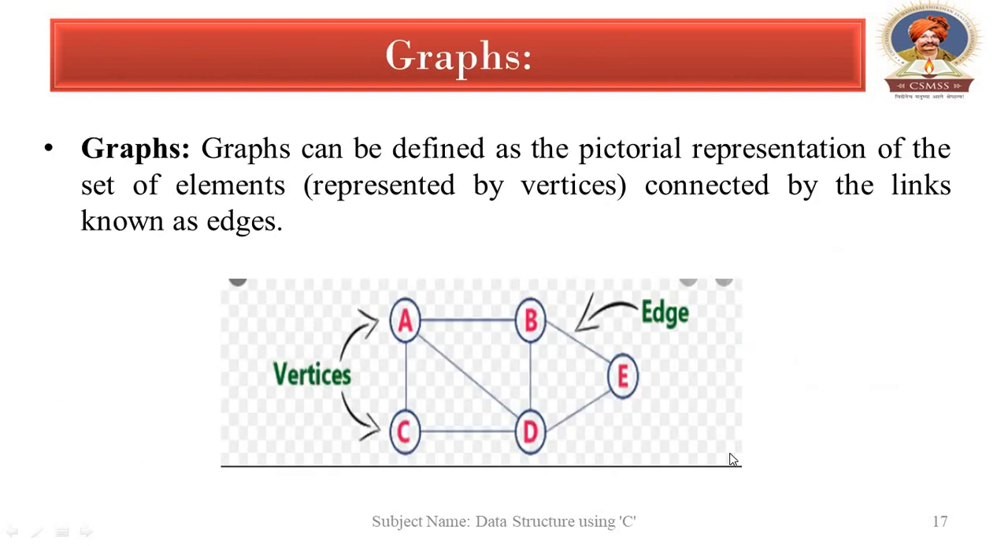Then the next data structure, that is graph. Graph can be defined as the pictorial representation of the sets of elements represented by vertices and connected by the links that are called as the edges. So here A, C are called as the vertices, and B, the connecting link, is called as an edge.